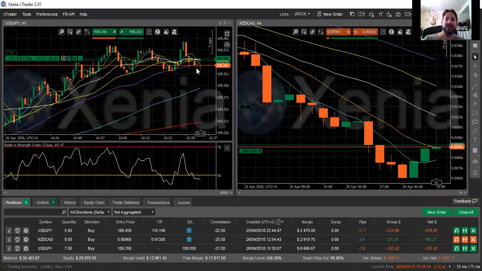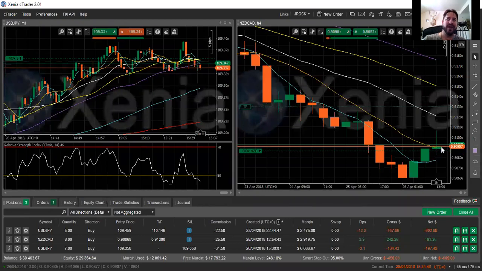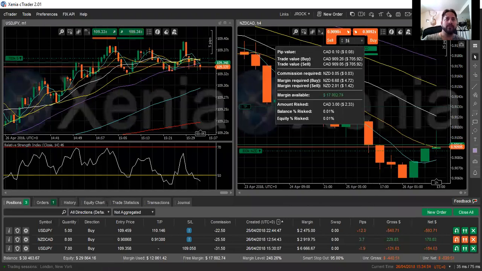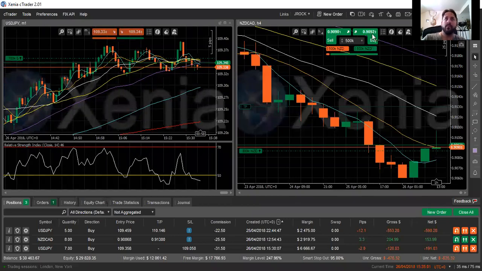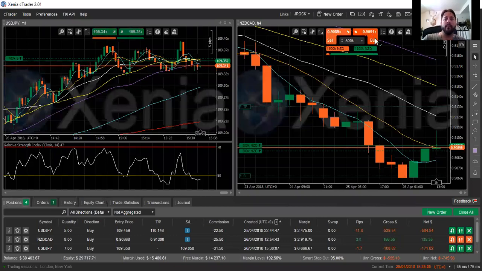So a little consolidation here. You can't worry about consolidation. Now would be a good time to get into NZ if you want to make some money. And I may, let's see. I think it's at a good spot. I'm going to add another one. I think it's going to run again.